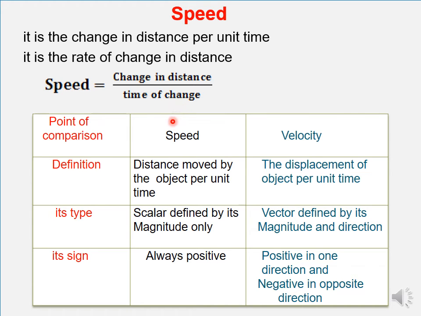Here is a comparison between speed and velocity. Speed is the distance moved by the object per unit time. Velocity is the displacement of the object per unit time. Speed is a scalar defined by its magnitude only. Velocity is a vector defined by its magnitude and direction. Speed is always positive. Velocity is positive in one direction and negative in the opposite direction.